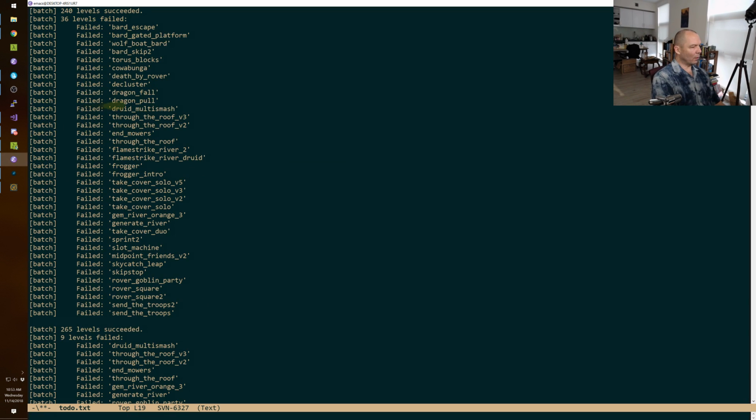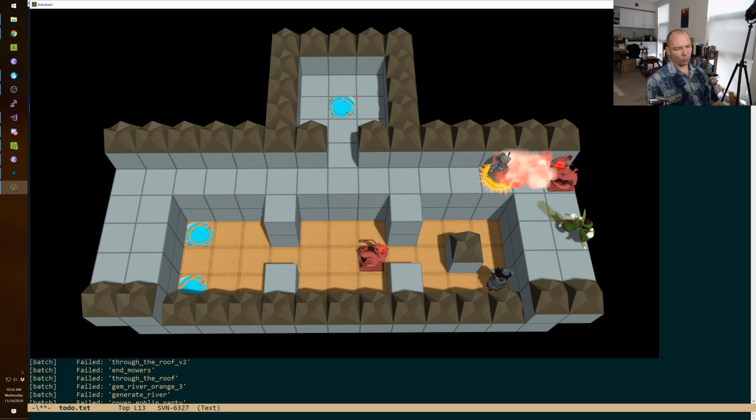Are there other pulling levels failing? Well, dragon pull probably is a pulling level. But a lot of pulling levels succeeded. They may be untimed pulling levels, like all the ones in the original Heroes of Sokoban are untimed test recordings. And that may mean that we're not issuing a transaction in the same way.